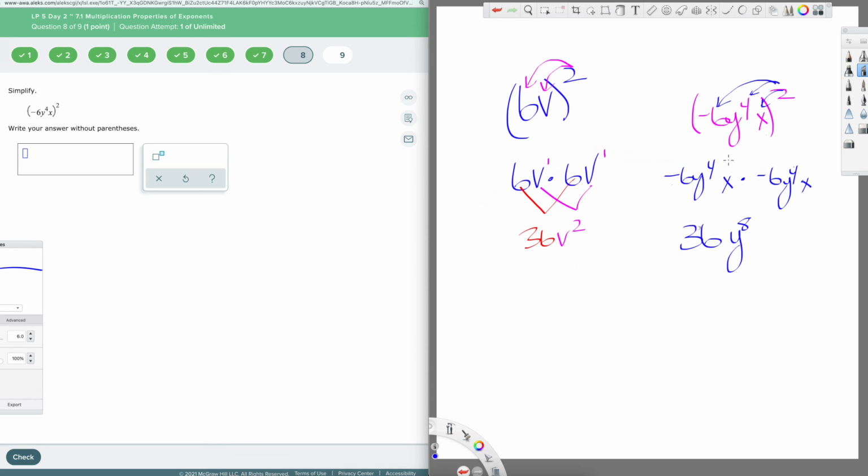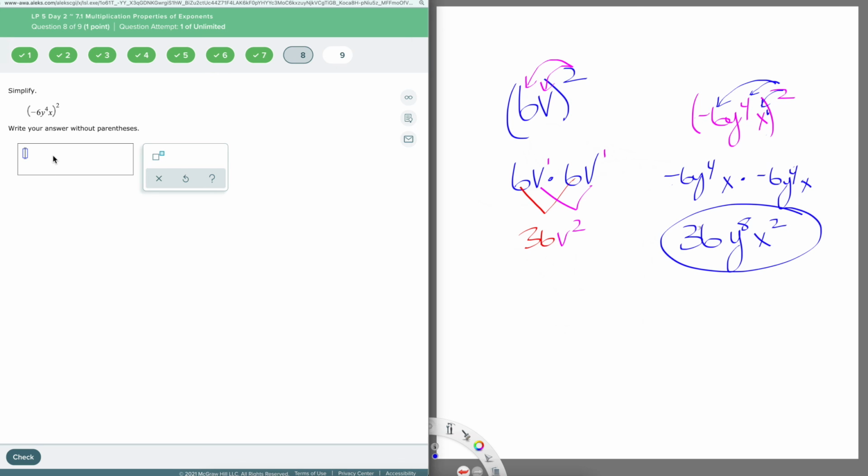And then x squared is just simply x squared, because it's a 1 here. 1 times 2 is 2. So here's my end result there. 36 y to the 8th x squared. Dang it, too many tools here.